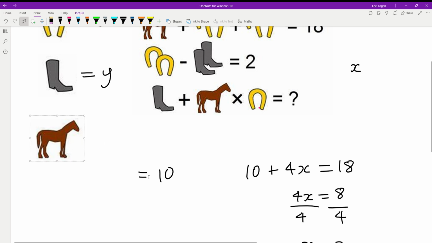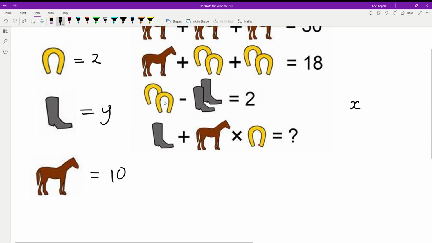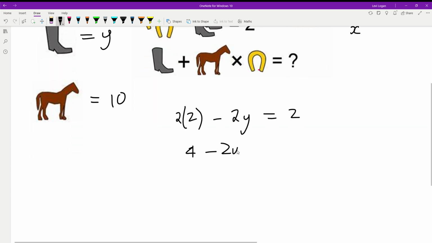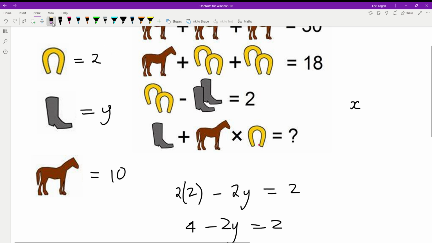So I'll just move this guy up here. So all we need to do is work out what is one of the boots pretty much, okay? So we have two hooves, so it's going to be 2 times by 2 minus 2y, because you have two boots here and y is a single boot, so 2y equals 2. So what we get is 4 minus 2y is equal to 2. So you move the 4 across, so you have negative 2y, and then you have 2 minus 4, which equals negative 2. Then you divide by negative 2. So you get y is equal to 1. So one boot is equal to 1, okay?